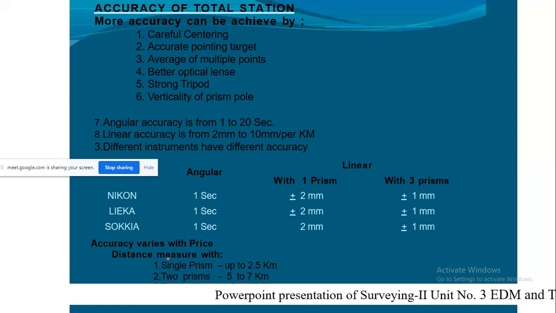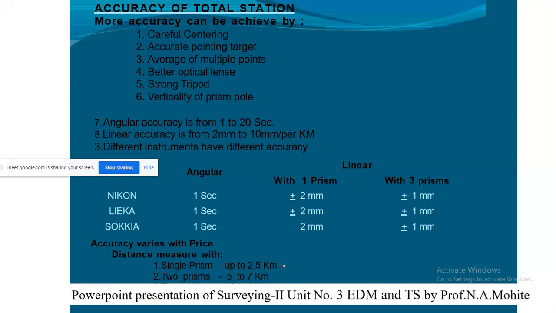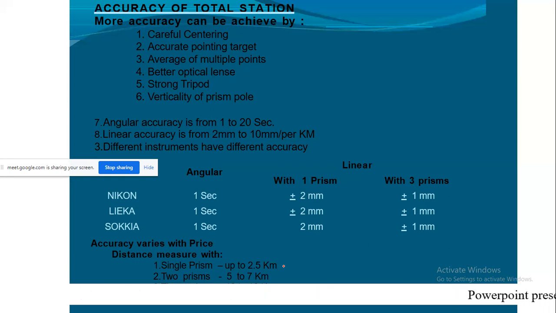As I told you, with a single prism, up to 2.5 kilometers you can get the correct result. With two prisms, it is going to be up to 5 to 7 kilometers, and when you make use of three prisms, it will be more than that. In this way, you can maintain the accuracy of the total station.